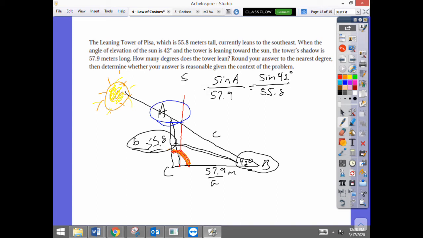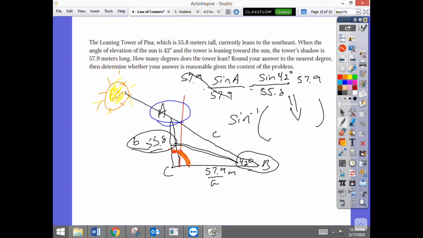Multiply both sides by 57.9. Then I'm going to use the inverse sine of all of that. Okay.